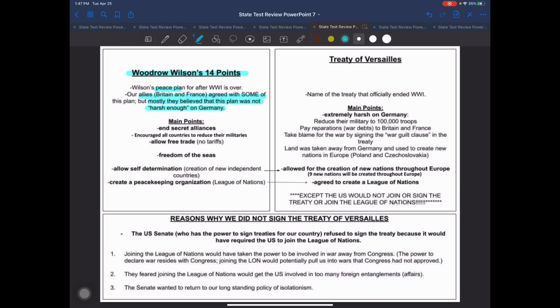Okay, but for Woodrow Wilson's 14 points, the first thing that he wants to get rid of are those secret alliances. Again, one of the causes of the war was alliances. That's a part of that acronym MANIA that we've discussed. He's actually going to encourage all countries to reduce their militaries. Yet again, one of the causes of this war was militarism. These European countries competing over having bigger and stronger and better armies than each other. So let's level out the playing field here.